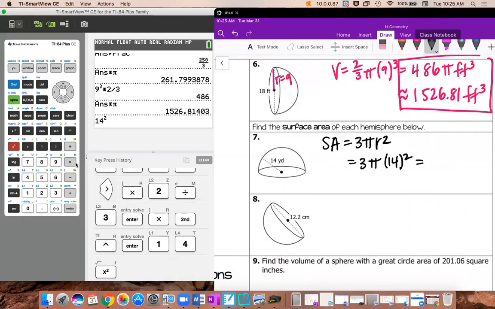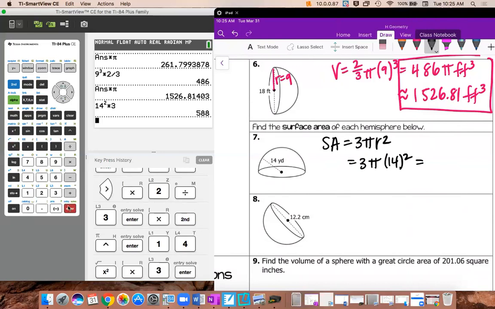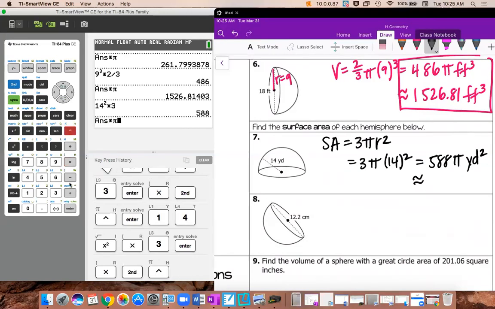So 14 squared times 3. We get that this is 588 pi. Units are yards squared because we're working with surface area. And then if we want to estimate, you just multiply by pi.